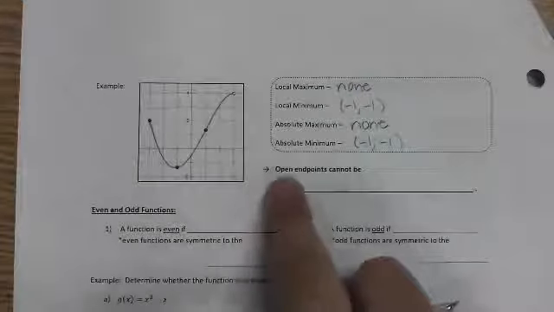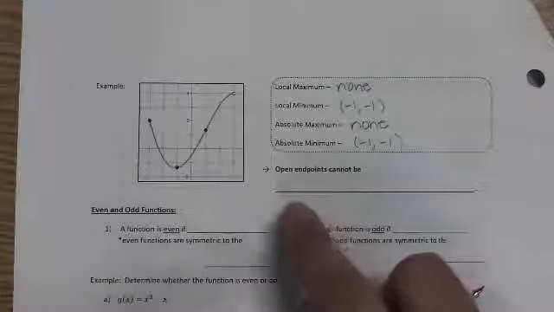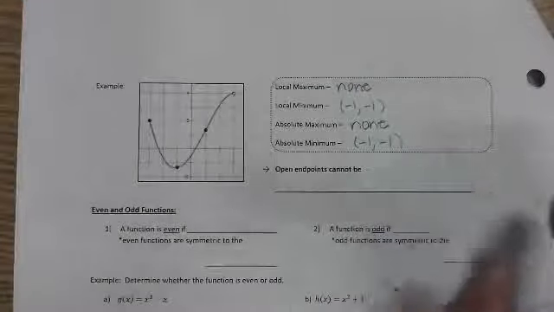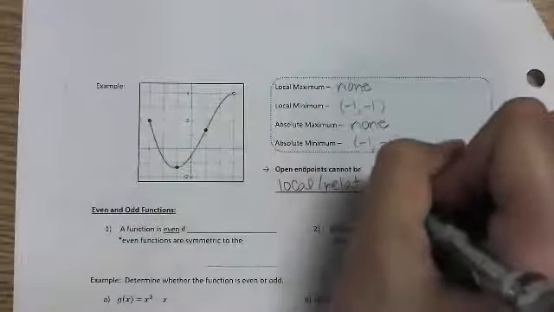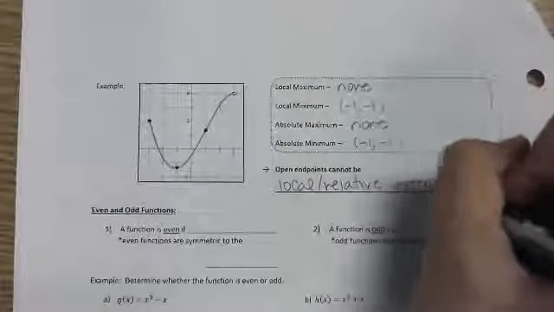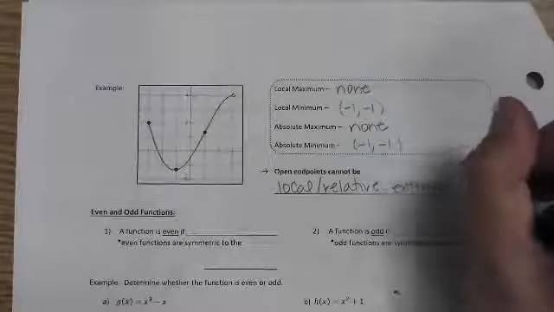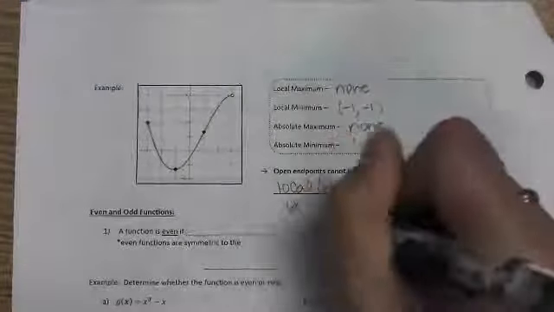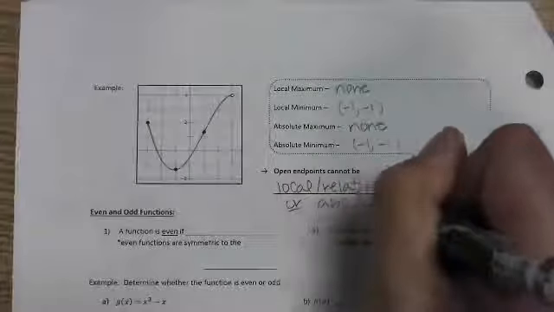All right. So open endpoints cannot be any type of extrema. They can't be local, relative, because that's the same. I almost spelled extrema wrong. Extrema or absolute extrema. They can't be anything.